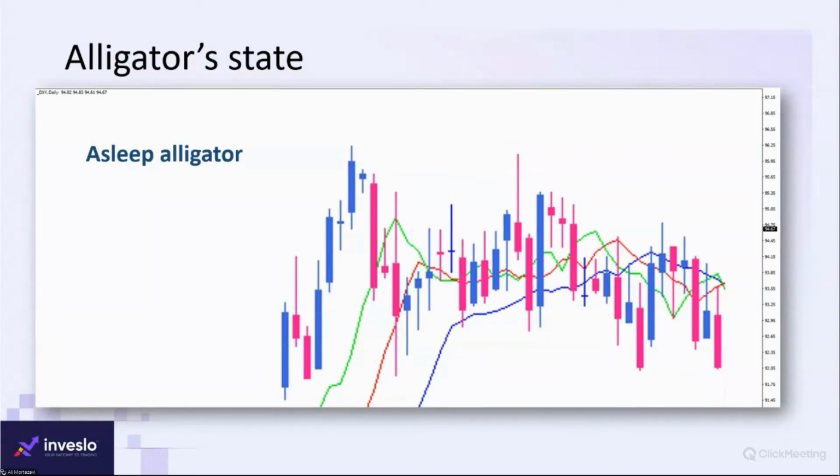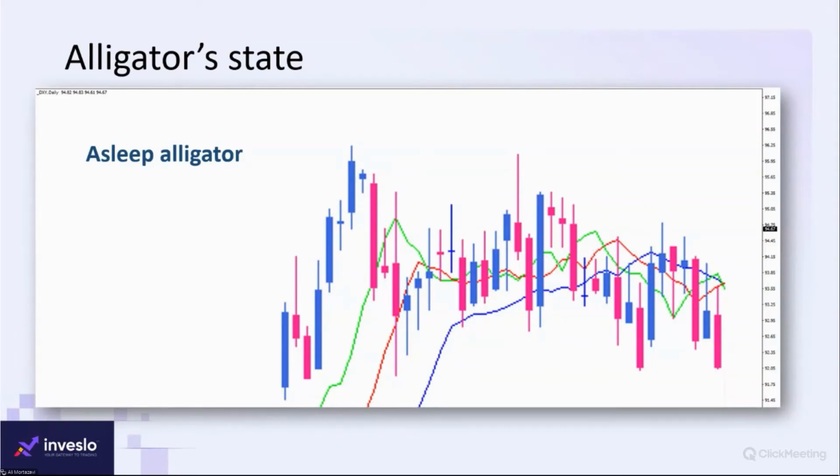So back to our alligator states, we have the asleep alligator. When we see the mess between the lines, it means the alligator is asleep. So stay square, because it means the market is sideways. There is no clear directional movement or momentum in the market. So this is a range market. But the good thing is that if you are patient, the longer it sleeps, the hungrier it gets.